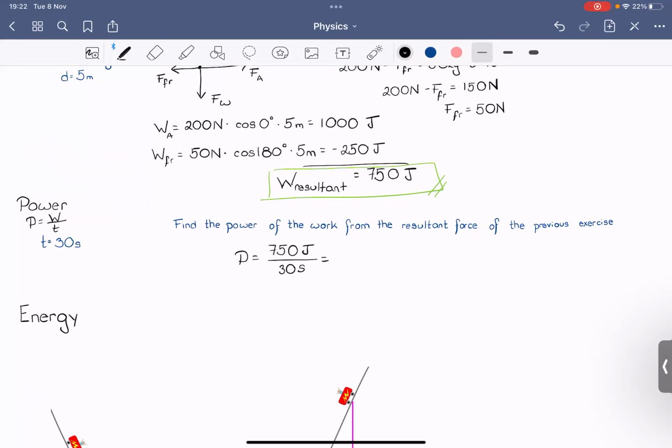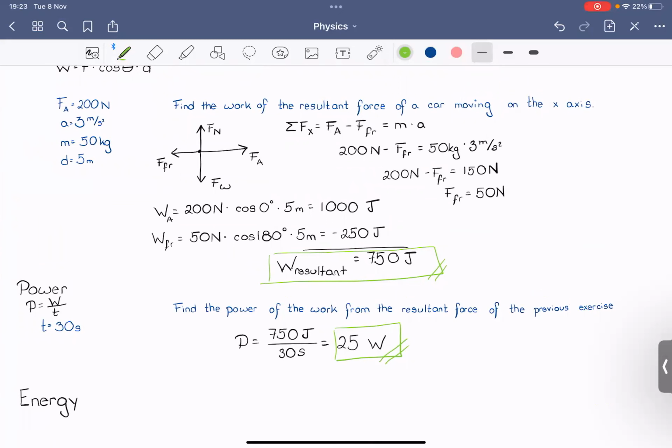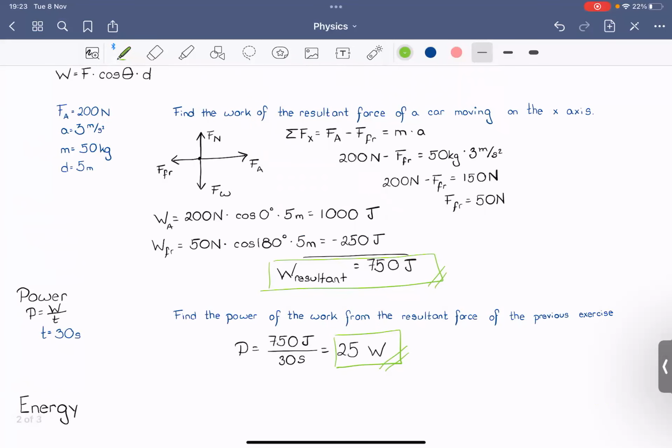Therefore, 750 divided by 30 is 25. The unit that we use for power is watts. So the W right here. All right, and that is our answer. Okay. Be careful here with our units. Our time always has to be in seconds. Our work is obviously in joules, our forces in newtons, and our mass in kilograms, distance in meters, etc.